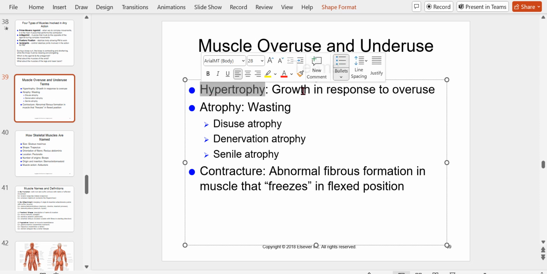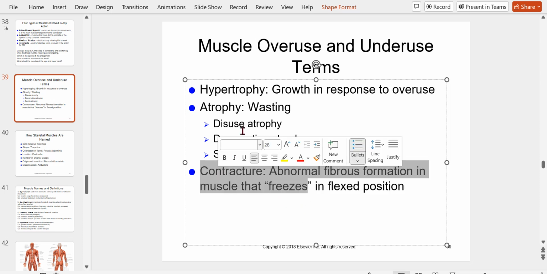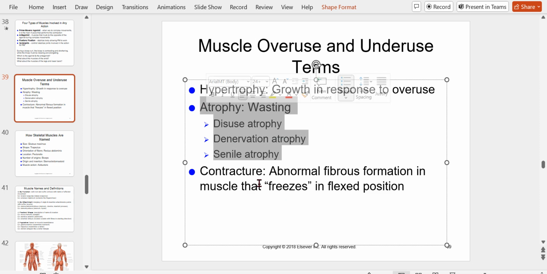Hypertrophy, growth in response to overuse. Building muscle. Contracture, abnormal fibrous formations of muscle that freeze in a flexed position. Not so worried about this one here, but I love that one right there.